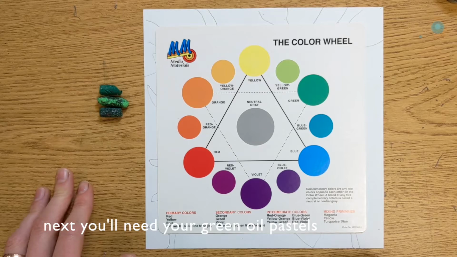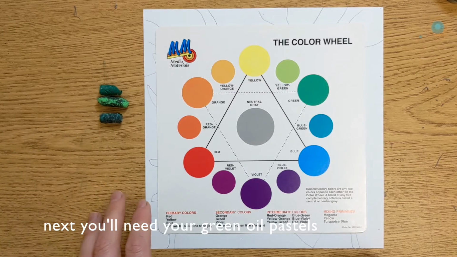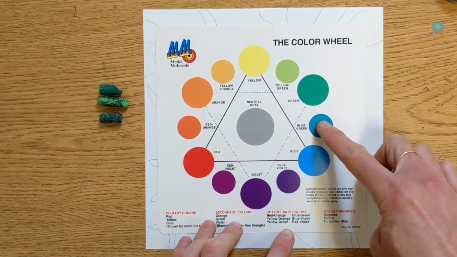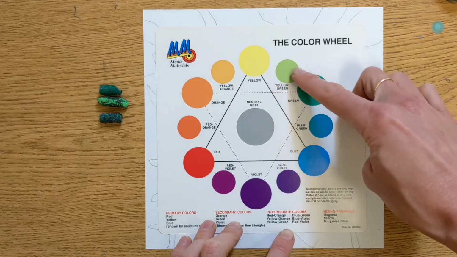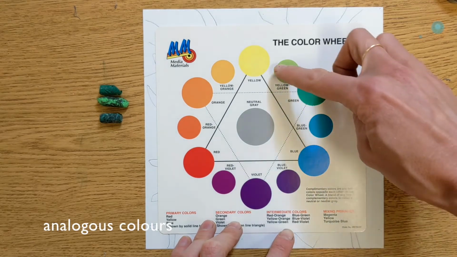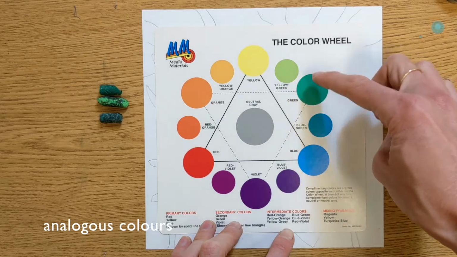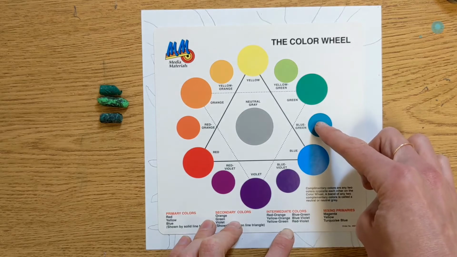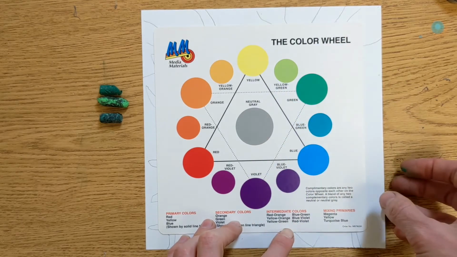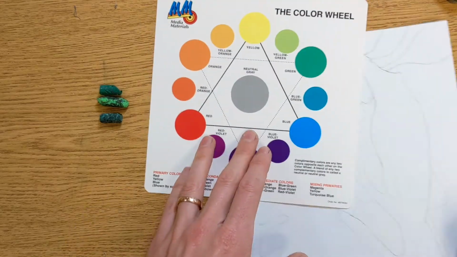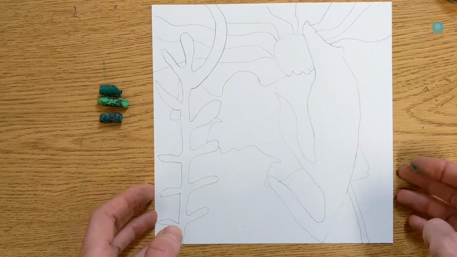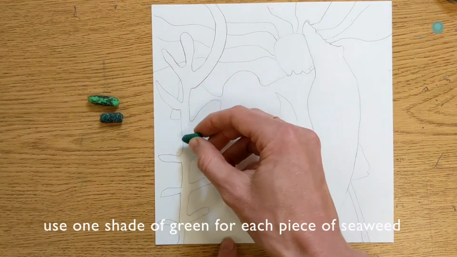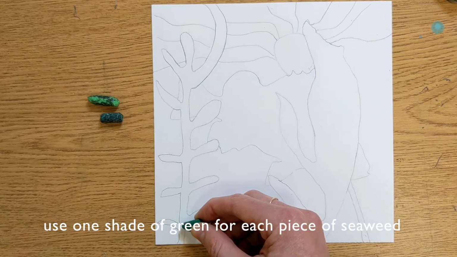What we're doing now is choosing different shades of green. And so if we look at the color wheel here, we can see the three colors that are next to one another on this color wheel are called analogous colors. So these three shades of green, for example, yellow green, green, and blue green, are analogous colors. And so we will be choosing three analogous colors to color in our seaweed. So I've chosen these three greens, and I'm going to use one color for each piece of seaweed.